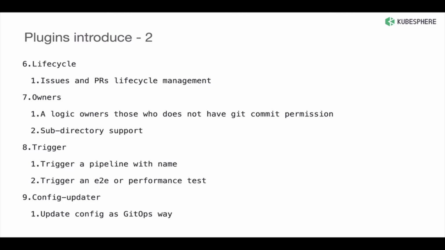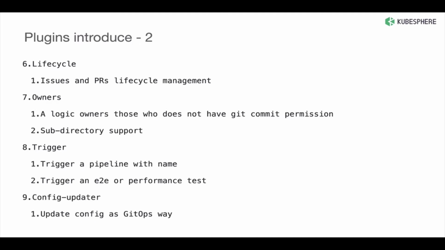Owners plugin. Normally, only the committers can commit changes to your Git repository. And sometimes it's inconvenient because you always need to grant the full permission to a user instead of some particular directory. But with this plugin, you can have an owners file to record all owners. The owners can have the permission on some particular directory.